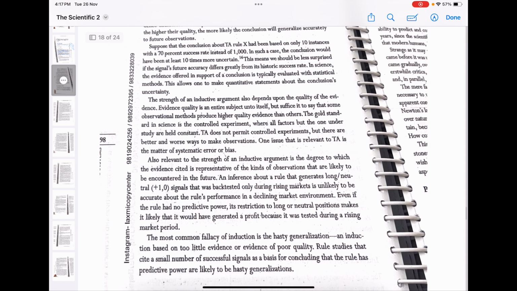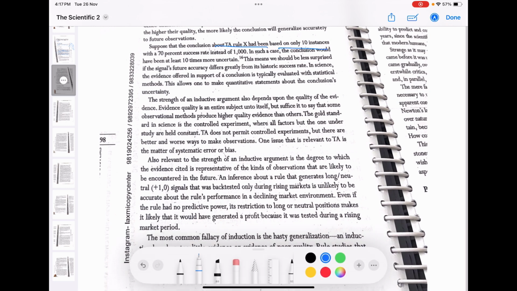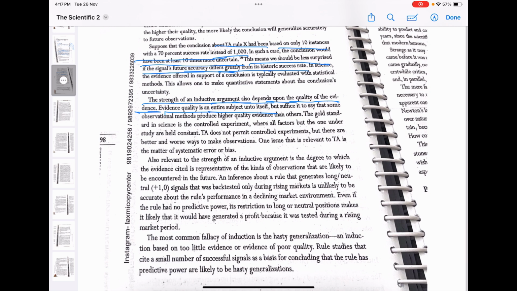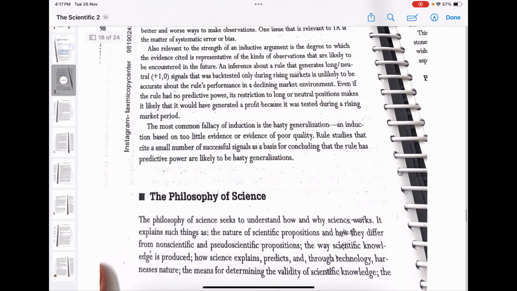Suppose that a second conclusion about TA rule X had been based on only 10 instances with a 70% success rate instead of 1000. In such a case, the conclusion would have been at least 10 times more uncertain. This means we should be less surprised if a signal's future accuracy differs greatly from its historical success rate. The strength of an inductive argument also depends upon the quality of evidence. Evidence quality is an entire subject. So the evidence needs to be of good quality rather than just random.